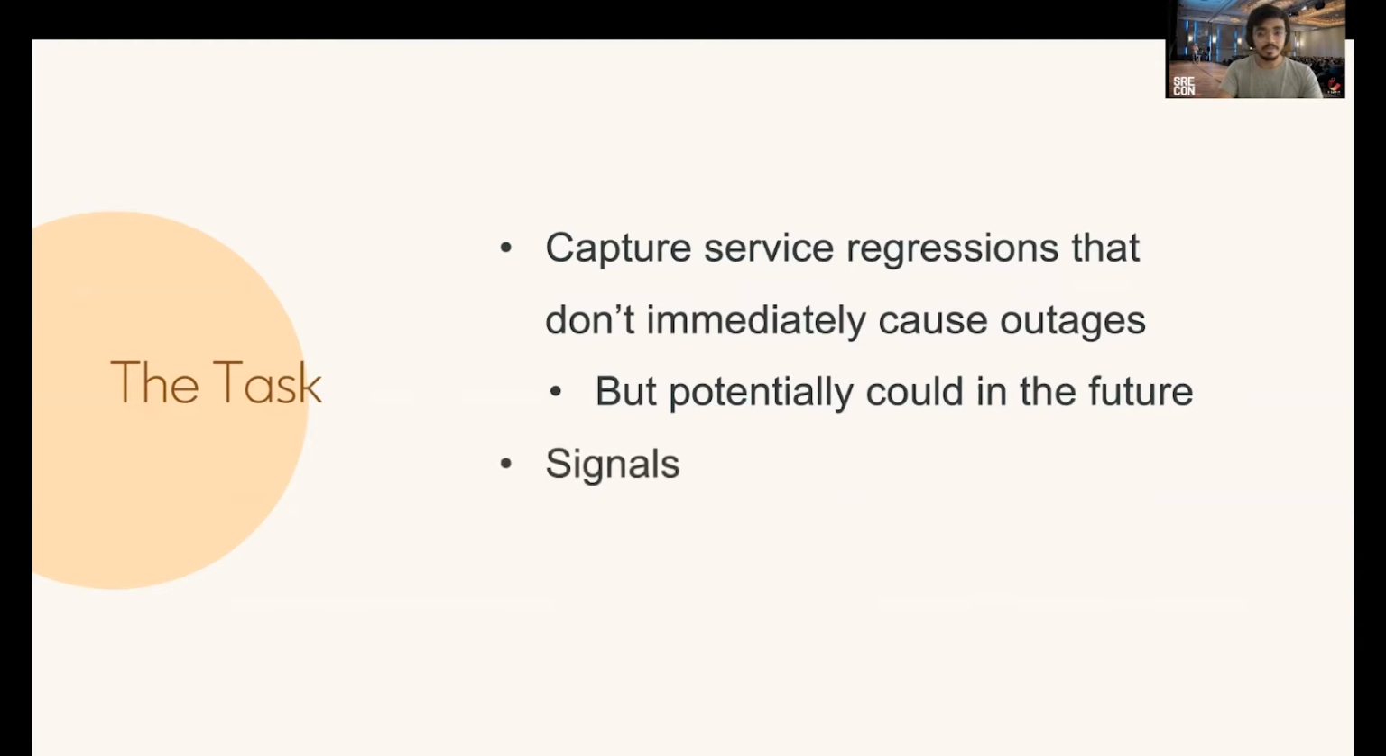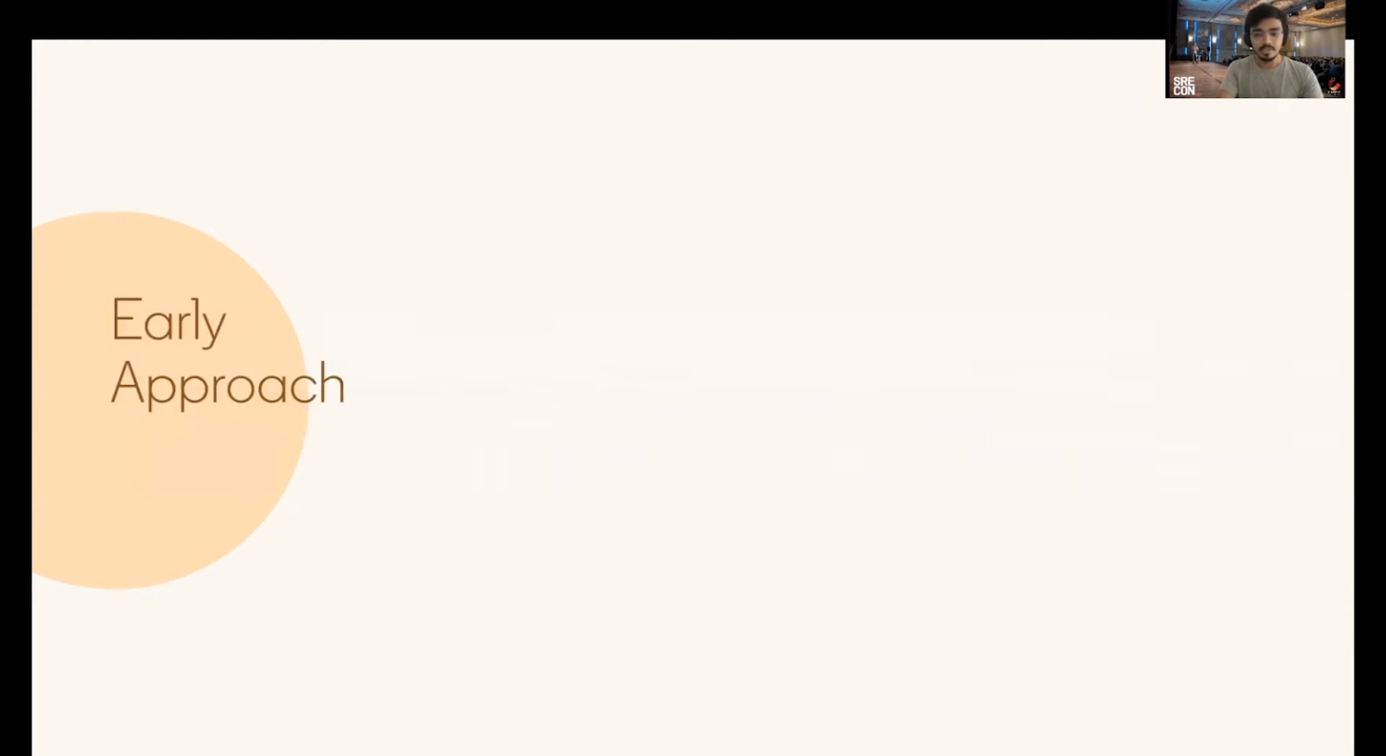To identify these services, we use latency and error as signals. In our experience, any of these degradations, or most of them, will be caught by one of these two signals. Here's how we used to do it earlier, before the machine learning approach came in.